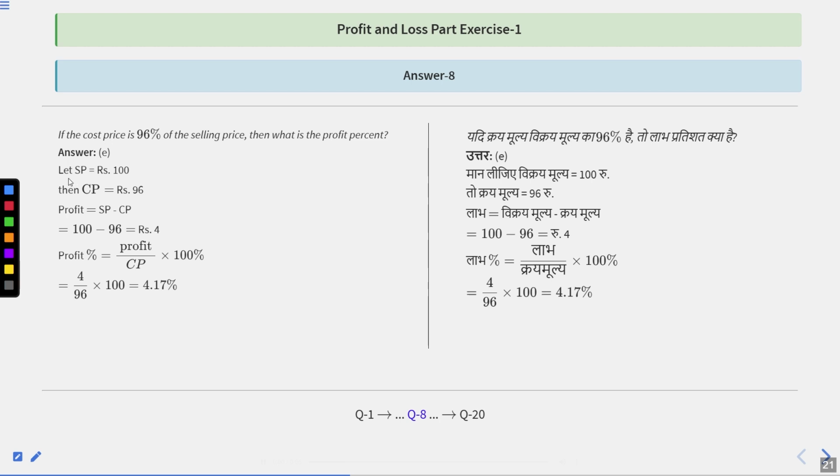Now, first we let the SP be 100. It is given that the cost price is 96% of the SP, so CP will become 96 rupees. So profit happens. What is profit? Profit is SP minus CP, so profit is 4 rupees. What will be the profit percent? Profit upon CP multiplied by 100. So 4 upon 96 multiplied by 100, which becomes 4.17%. So the profit percent is 4.17%. E is the correct answer.